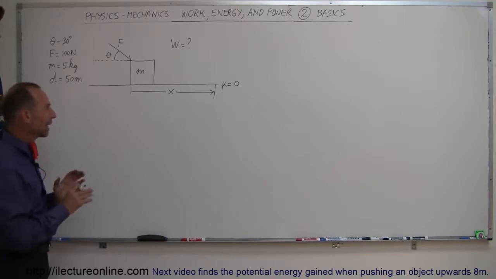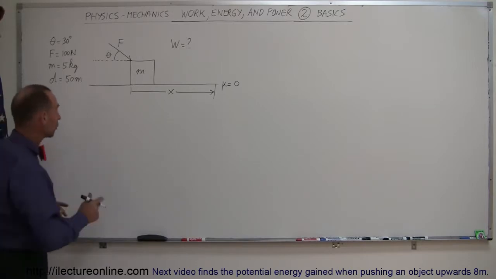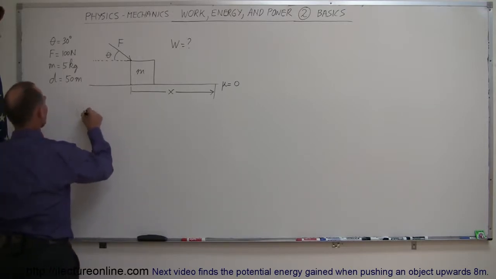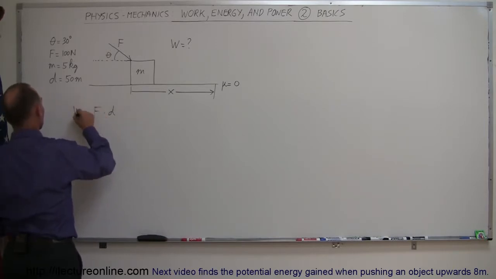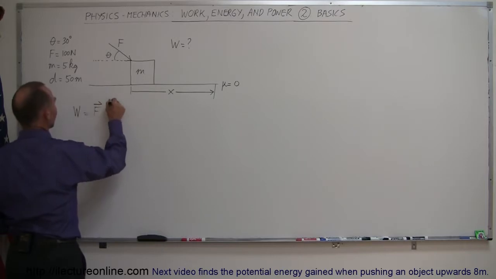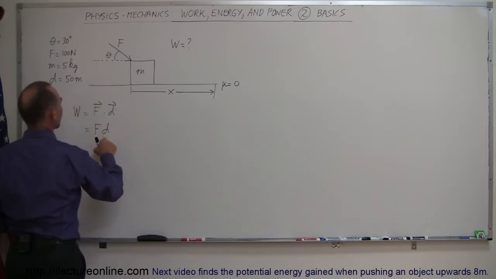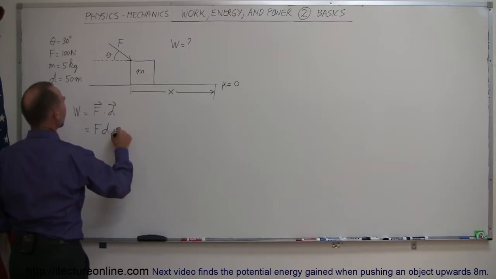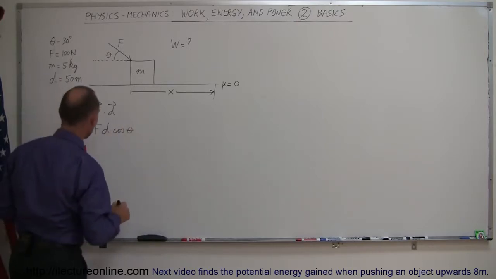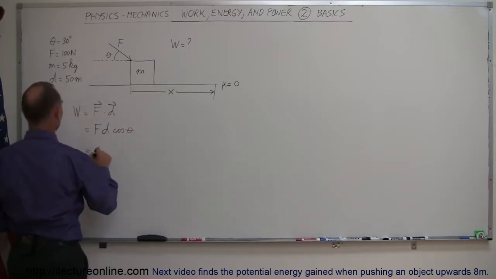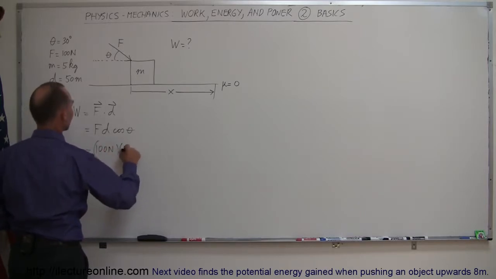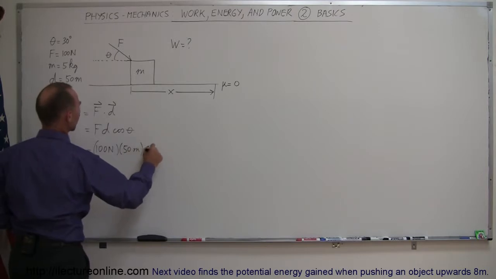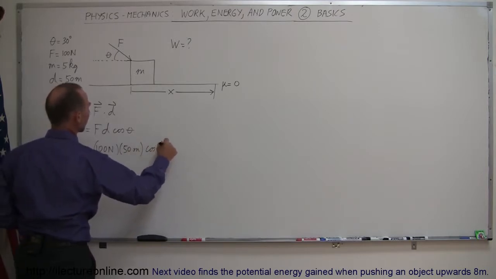First of all, we can go ahead and use the straightforward definition of work. We can say that work is equal to force dot displacement. These are vector quantities. So this is equal to the magnitude of the force times the magnitude of the displacement times the cosine of the angle between them. So this is equal to a force of 100 newtons times a displacement of 50 meters times the cosine of 30 degrees.